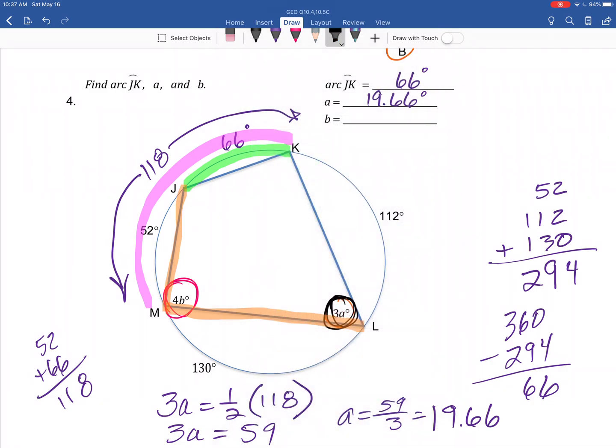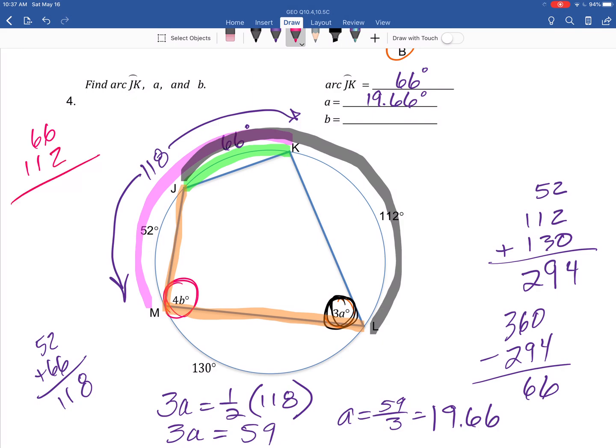Let's do it in black. There's the arc that it opens up to. How big is that arc? Well, 66 and 112. Let's see what we got. 178. Here to here. We're going to set up the same equation.